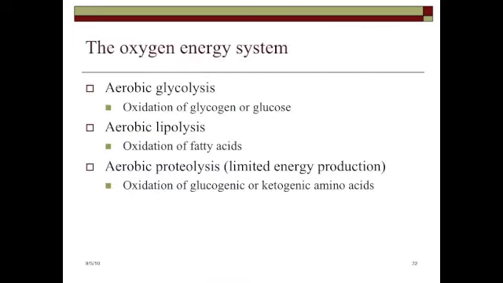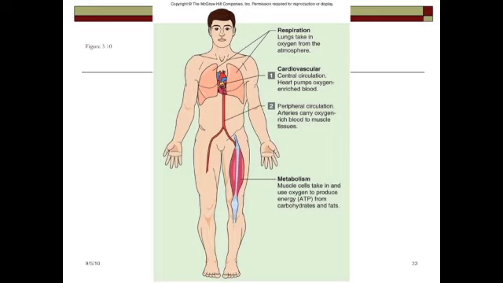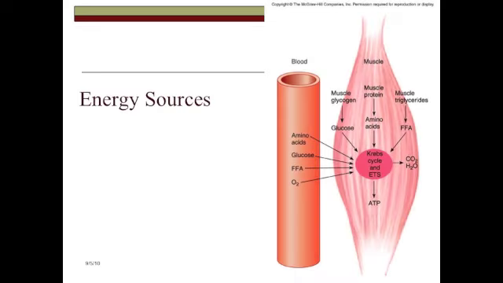The oxygen or aerobic energy system consists of the breakdown of carbohydrates, lipids, and certain proteins for energy. Keep in mind that metabolism is when these muscle cells take in and use oxygen to produce energy, which is ATP, from carbohydrates and fat. The muscle energy sources are muscle glycogen from carbohydrate, muscle protein, and muscle triglycerides from fats. The blood gives amino acids, glucose, free fatty acids, and oxygen.